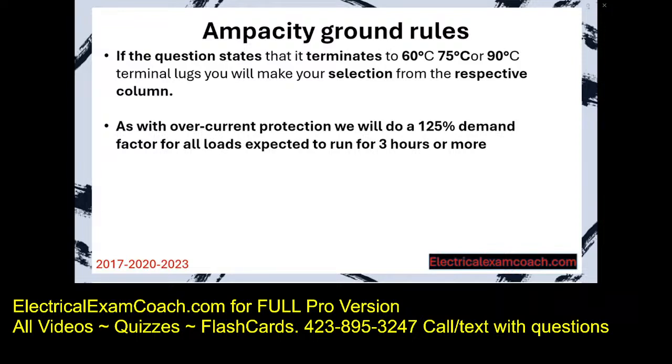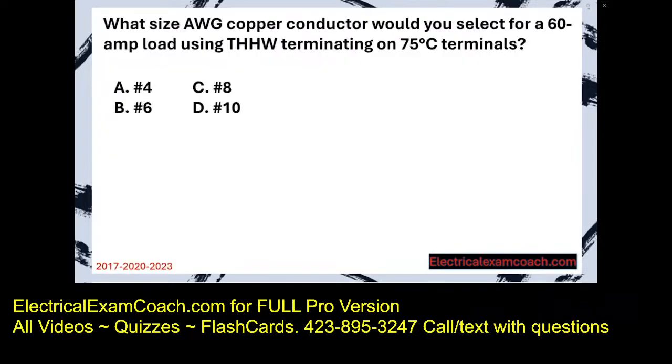Let's get to it. What size AWG copper conductor would you select for a 60 amp load using THHW terminating on 75 degree C terminals? Step 1, find the total connected load. Well, in this case, we already have the load. It's 60 amps, but we must check for demand factors.